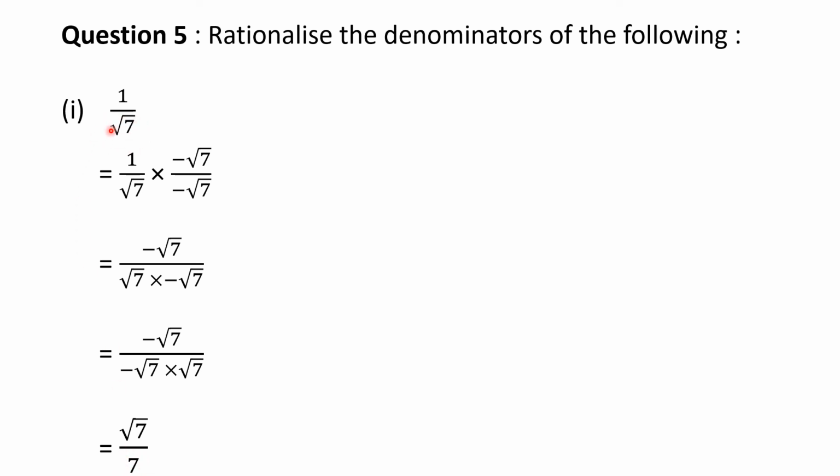I can see that this is an irrational number. This is a rational number. Root 7 became 7. So 7 is a rational number. When I get a rational number, I stop, because my purpose was to find a rational number. So I stopped the question here. Okay. So this is my answer. Now next question.